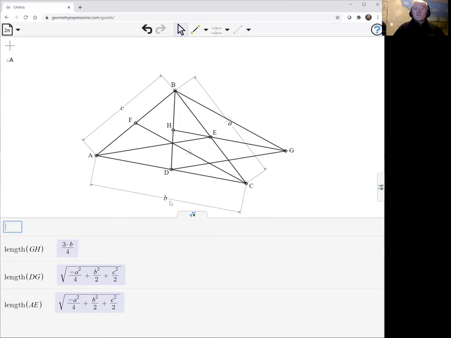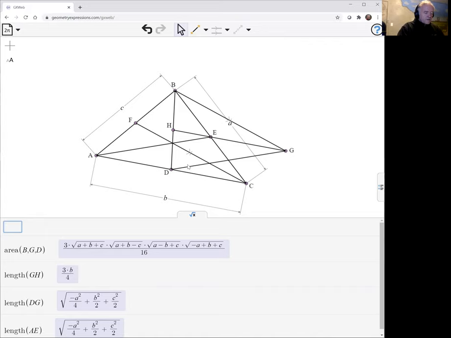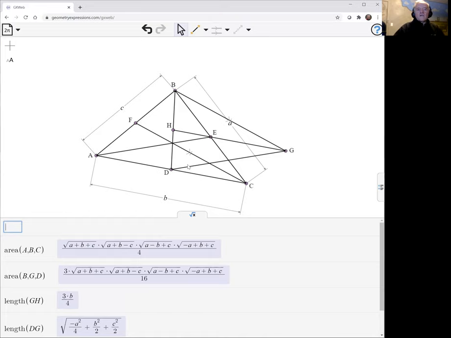states. Second part of the theorem is the area of the triangle, area of BGD. Looks like that, and let's see what the area of the original triangle looks like. Area of ABC. So by inspection, we can see that BGD is in fact 3/4 the area of ABC. Which is what I wanted to show, QED.